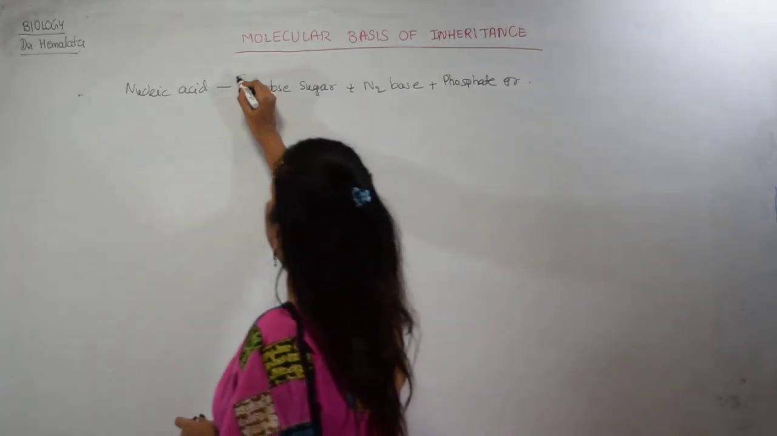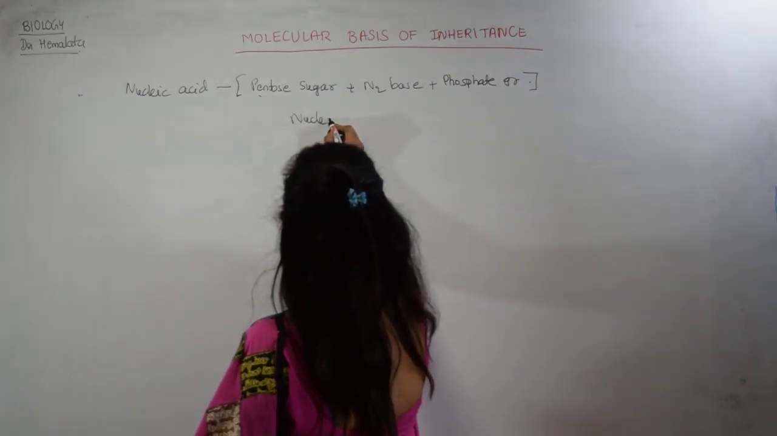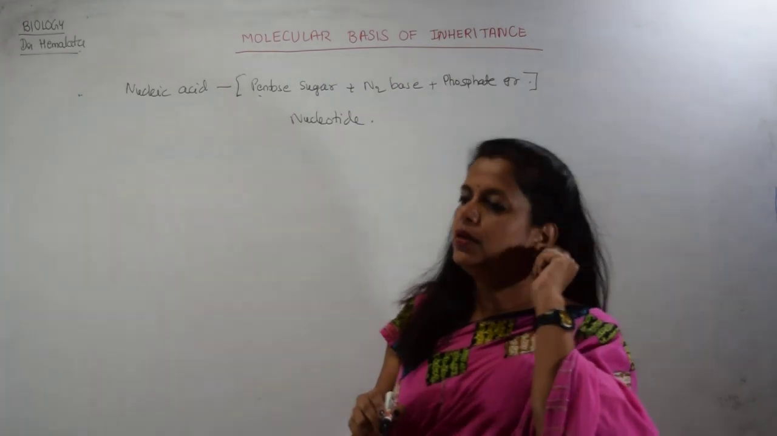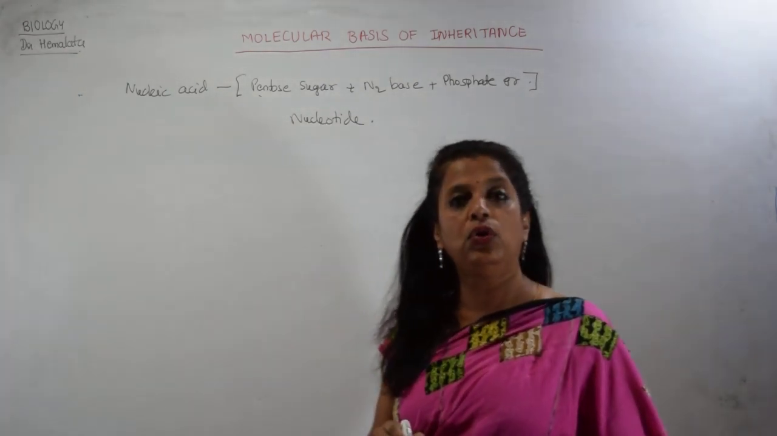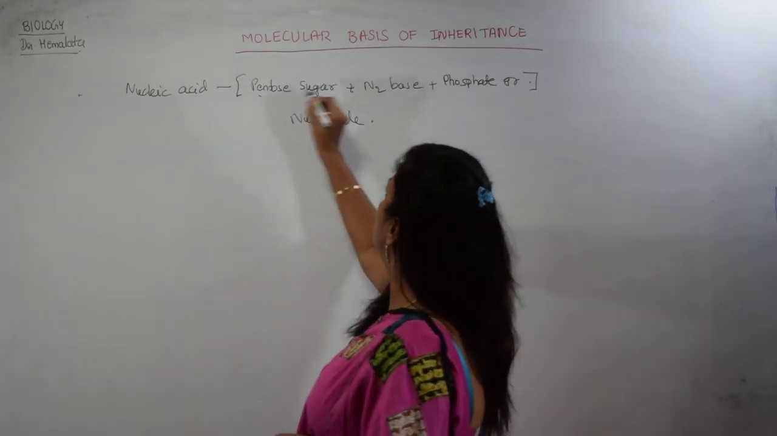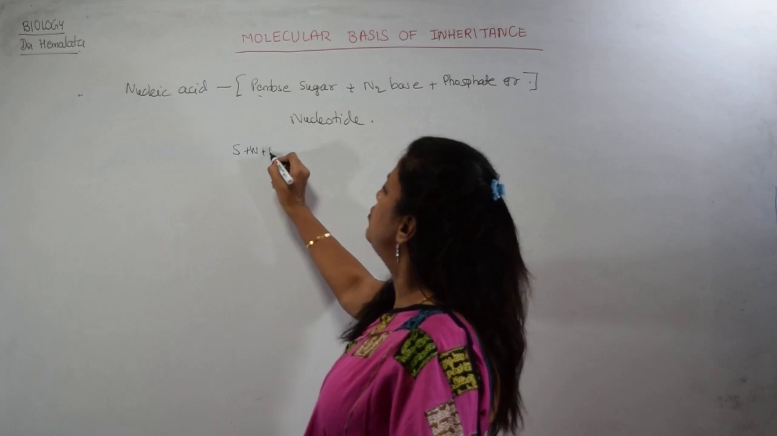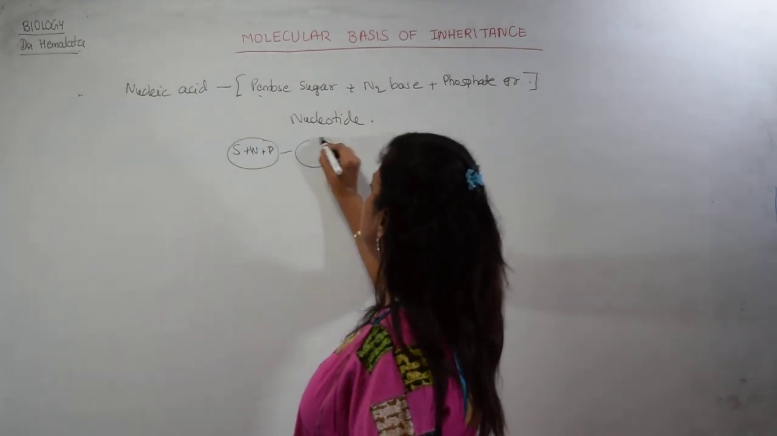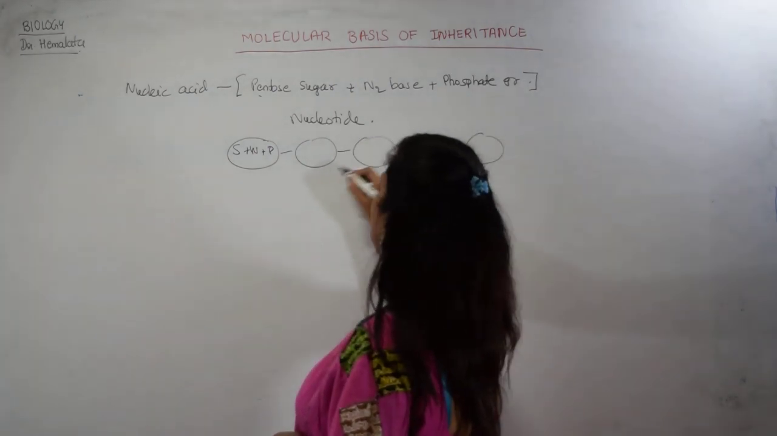Okay, these are forming a unit called a nucleotide. So a nucleic acid is a chain of nucleotides. It's called the polynucleotide chain. This means the sugar plus nitrogen base plus phosphate forms one nucleotide. Like that you get many such nucleotides together. This is called a polynucleotide chain.